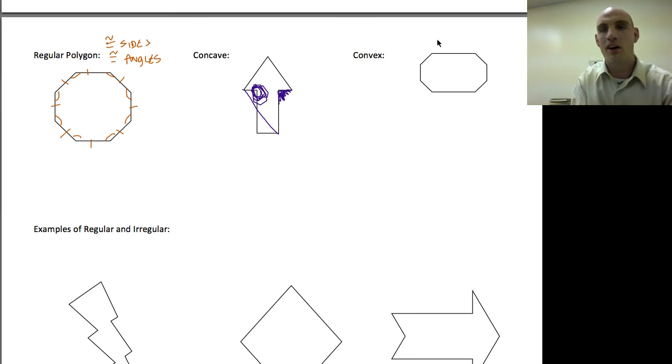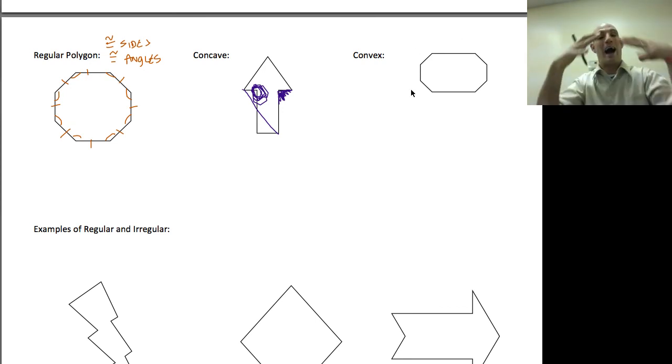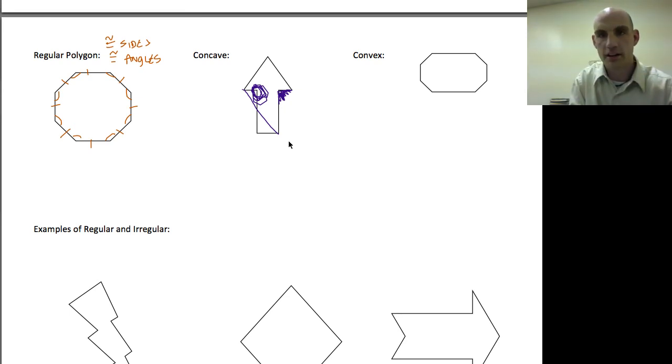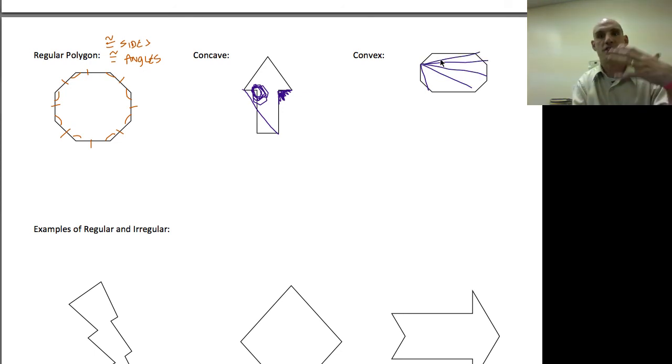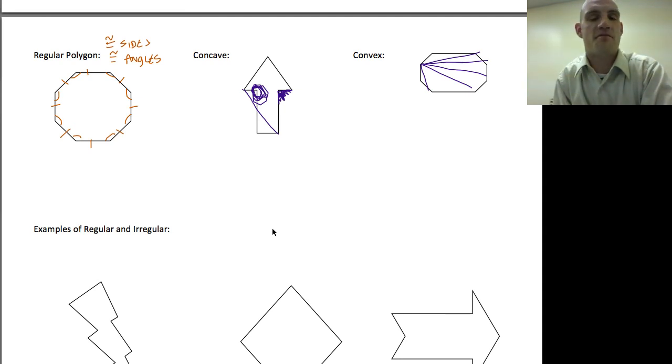Convex would mean all of them are out. They're all convex out. No water could collect in there, and any two non-adjacent vertices that are connected by diagonals never go through another side of the shape, unlike this one that went through the side of the shape. Okay? So that's the basics of regular polygons, concave polygons, convex polygons. That's the basics, guys. All right?